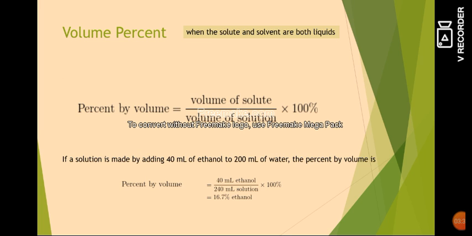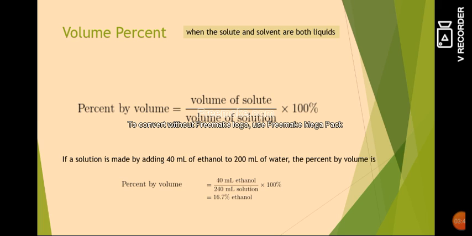Next, volume percent. The percent of solute in a solution can be more easily determined by volume when solute and solvent are both liquids. The volume of the solute divided by volume of solution expressed as a percent yields a percent by volume of solution.